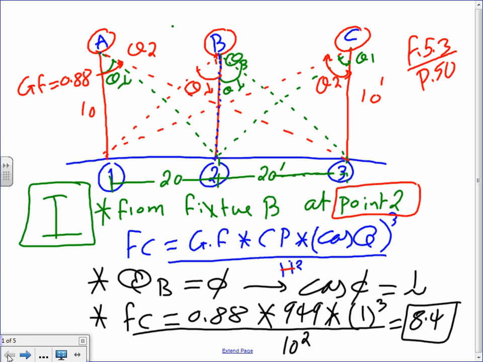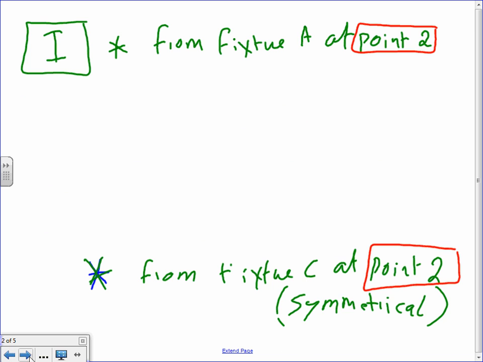Do you see that also C to 2 is going to be identical? So I don't have to do C to 2 because it's identical. Okay, let's do A to 2. From A to 2, the first thing we need is Q. Let's call it QA2, coming from A to 2.